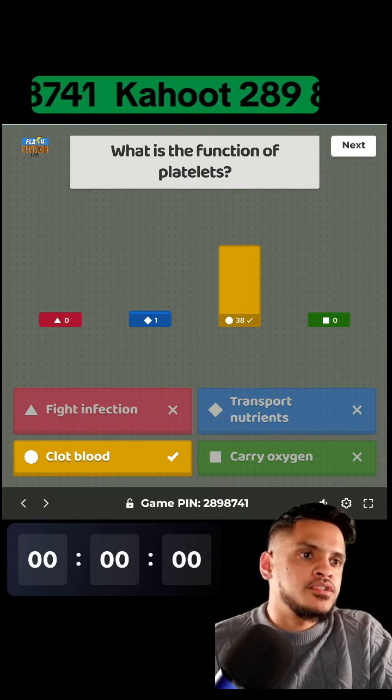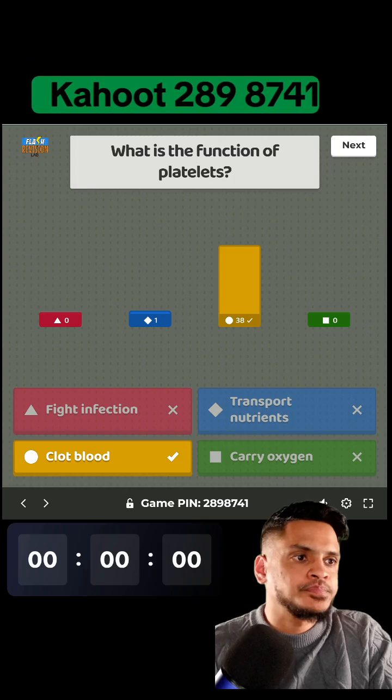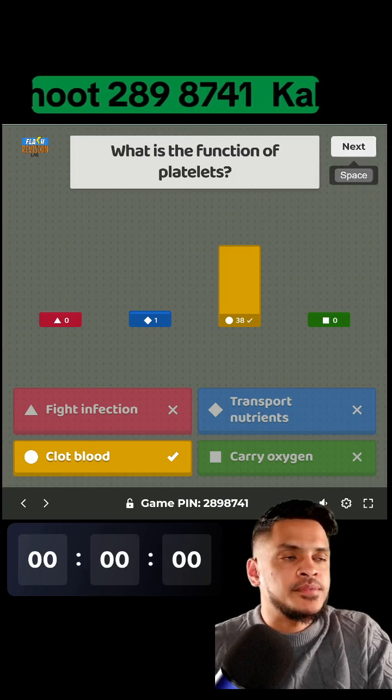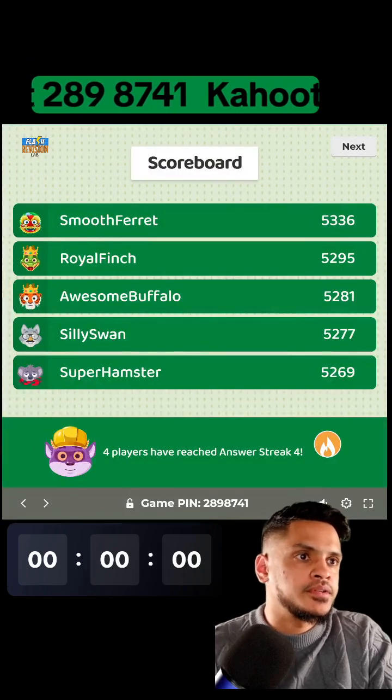Yeah. Clots blood. Helps to clot blood. It's fragments of cells that helps to clot blood.